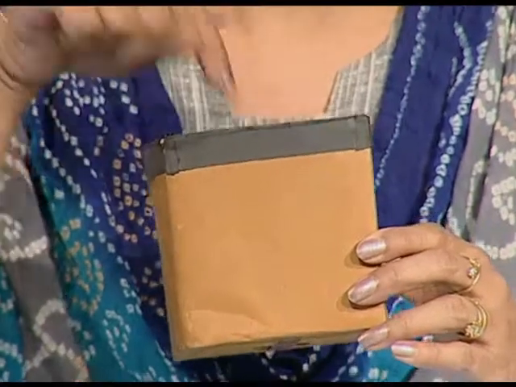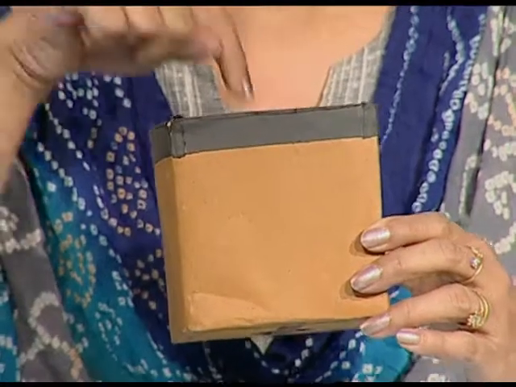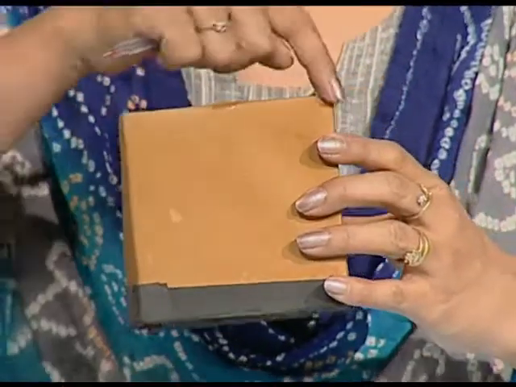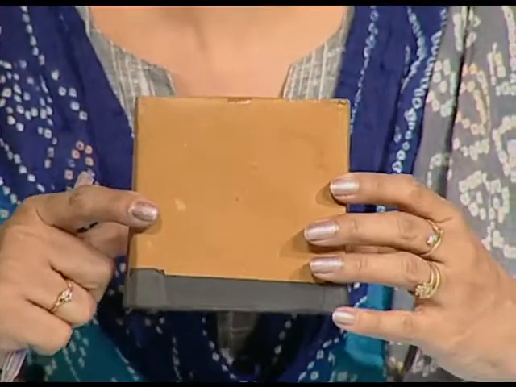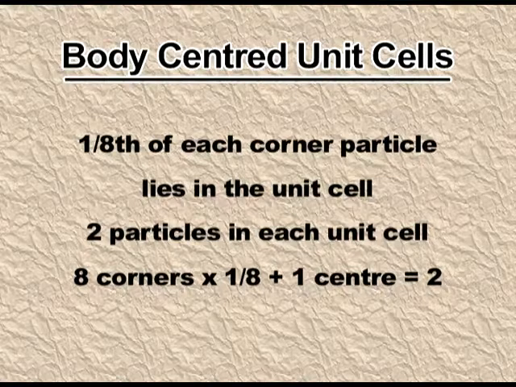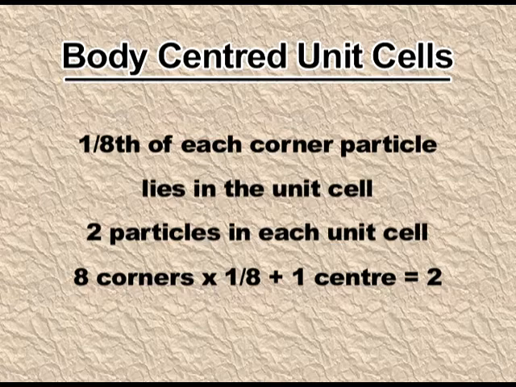Let me tell you once again how. This one which is inside this body belongs only to this unit cell, that is one atom, plus the atoms which are present at the corners will contribute only 1/8. So 8 corners into 1/8 is equal to 1, plus this one. So 1 plus 1 is equal to 2. So the total number of atoms in a BCC type unit cell is 2.